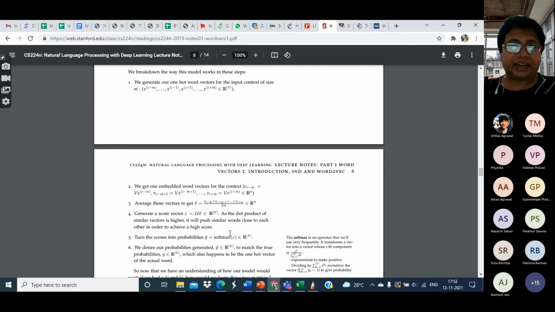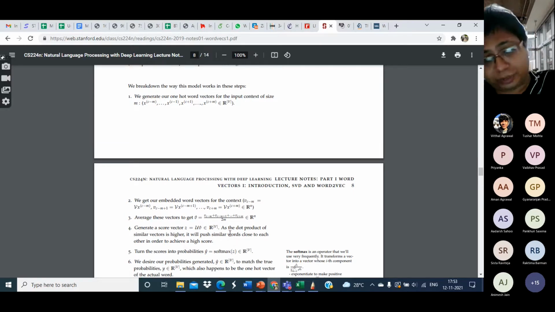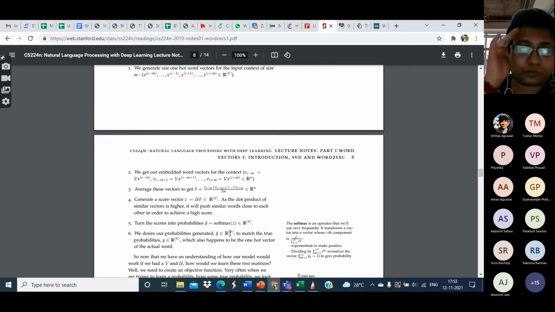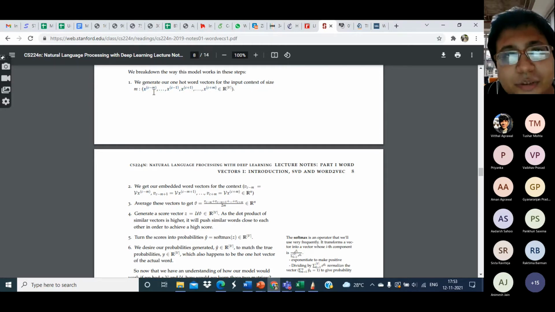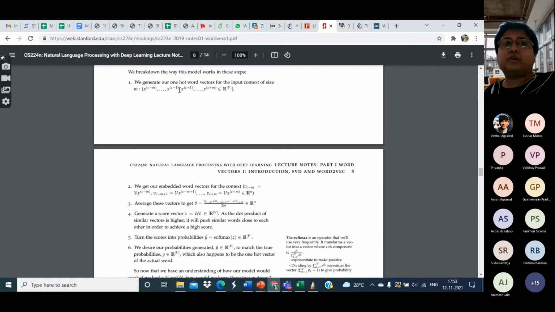Remember that I have not specified how I got U and V. In fact, I have not got them so far. I am only modeling the process in this way. So now I will choose U and V in such a way that this probability is maximized. Why do I want to maximize this probability? Because this is an event which has already happened. I already know that these words are appearing in the context of XC, the target word.